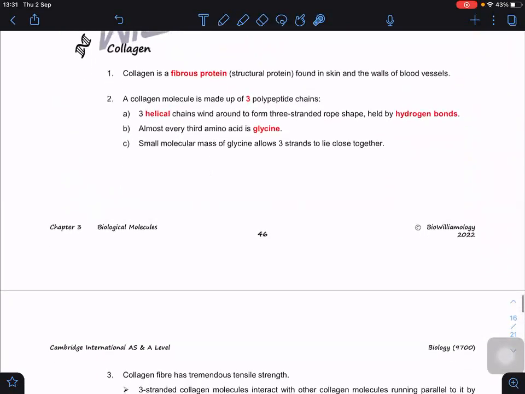So let us continue with the collagens, okay? So collagens, they are fibrous proteins found in the skin and the wall of the blood vessel. So now I need to introduce you guys to three terms, okay? Be careful. We have collagen polypeptide, or sometimes we call it a collagen chain, okay? Then we have the collagen molecule, as well as collagen fiber.